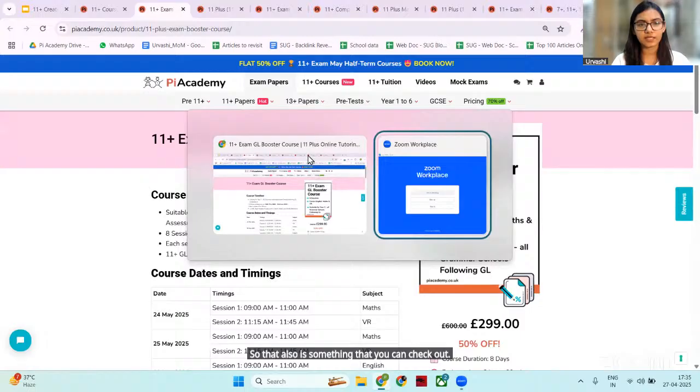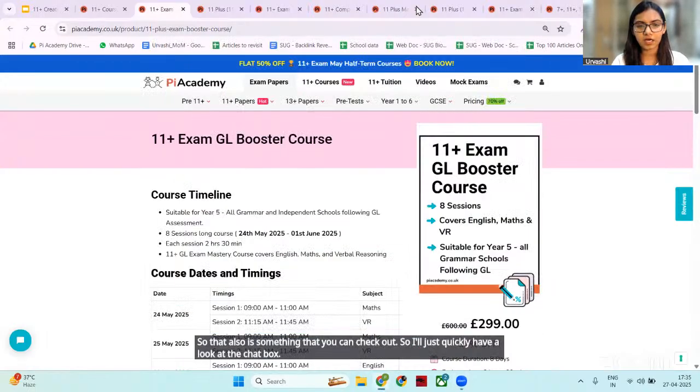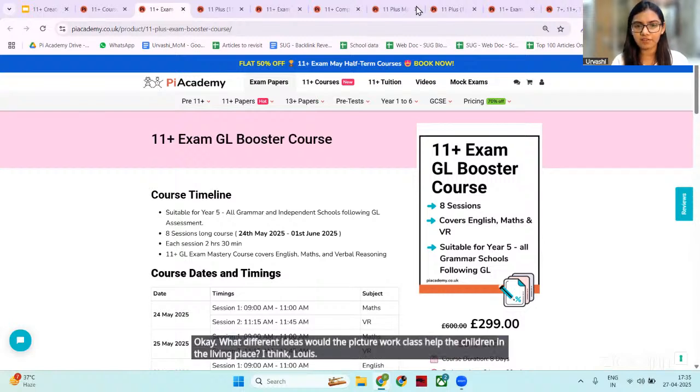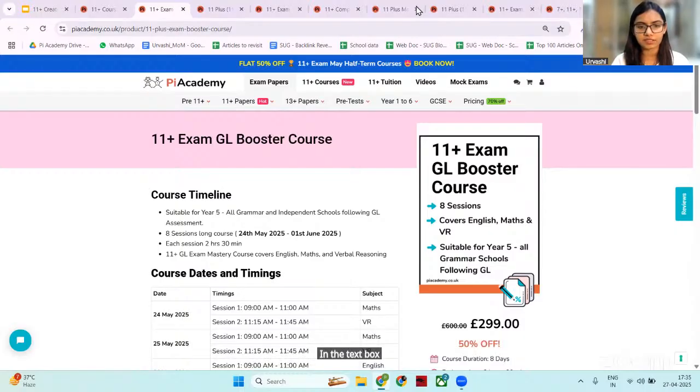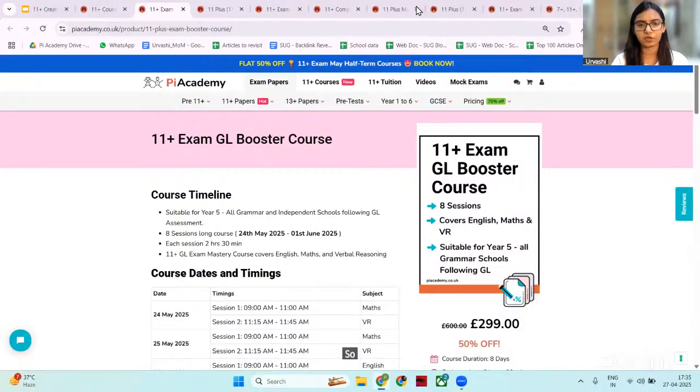I'll just quickly have a look at the chat box. Okay, what different ideas would the picture work class help the children with in the 11 plus? I think, Louis, you can take this message. I have got it in my direct message. I will paste it in the text box for everyone to see. I request all the parents to drop their questions in for everyone. So yes, I think it has been dropped.